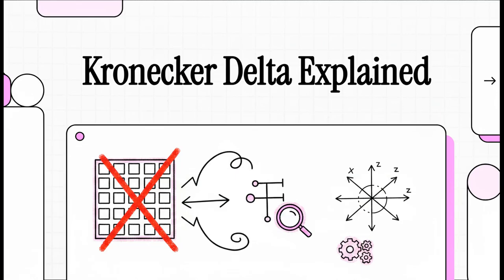All right, welcome to this explainer on the Kronecker delta. If you're studying engineering, physics, or applied math, you already know the struggle. As you transition into continuum mechanics and advanced vector calculus, writing out full matrices becomes incredibly tedious, right? Well, today we are going to fix that by mastering the ultimate index substitution tool.